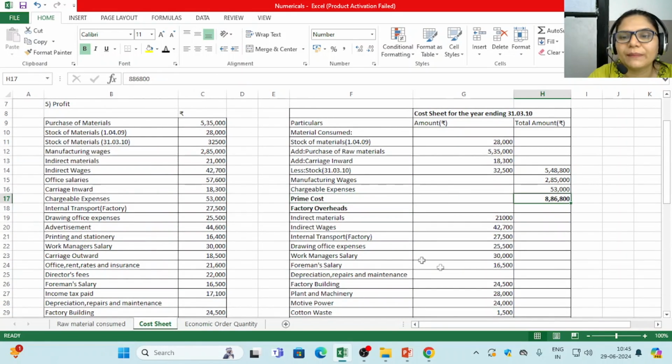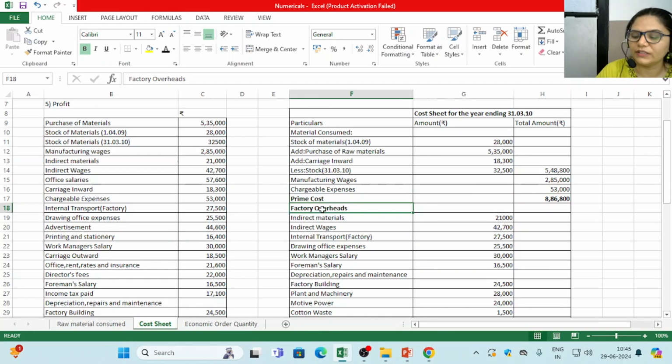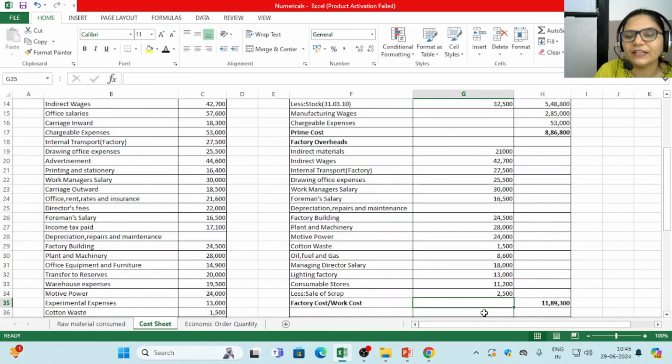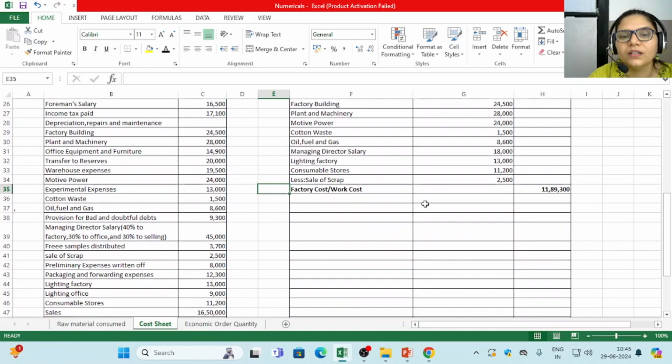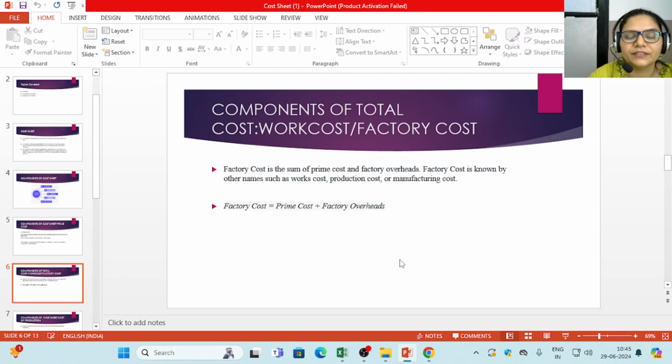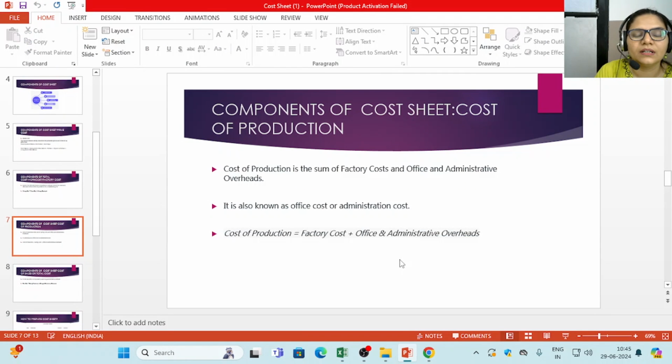We have calculated prime cost. In prime cost, we have added all the factory overheads: indirect material, indirect wages, internal transport, drawing office, factory plant and machinery. And after adding these factory overheads to prime cost, we will deduct the value of sale of scrap from this particular value, and finally we will arrive at factory cost. Now after factory cost, next let us revert to the session.